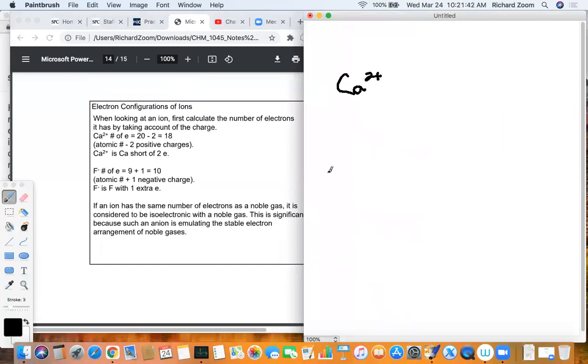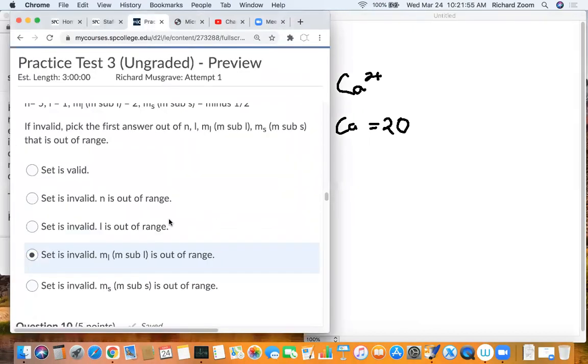And calcium 2+, if you look at the number of electrons just regular garden variety calcium has, it's going to be 20. This is because of where it is on the periodic table. So let me see if I can pull up a periodic table here.